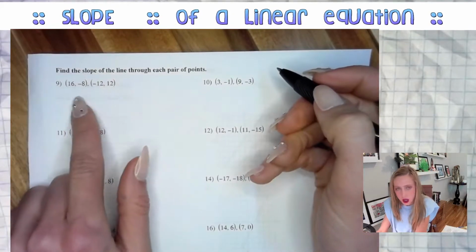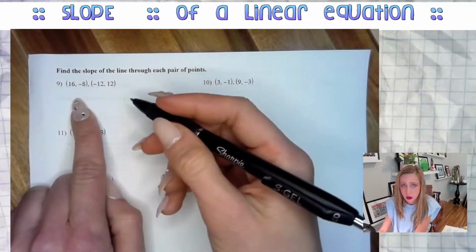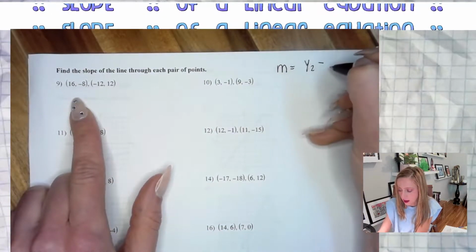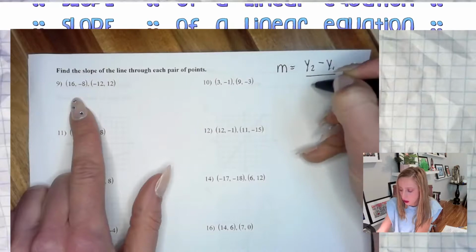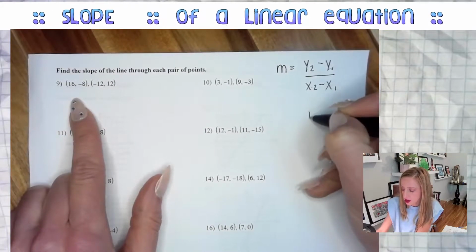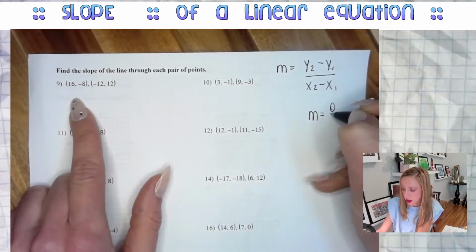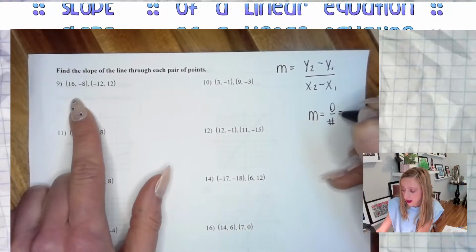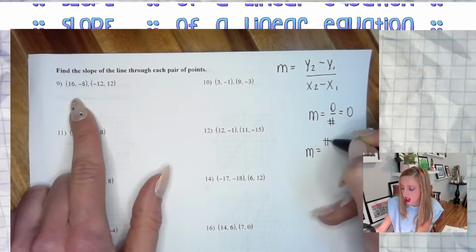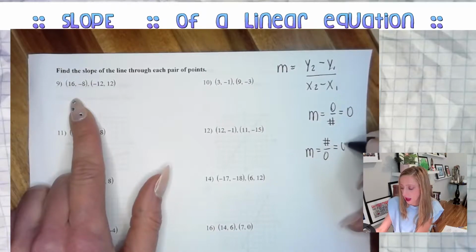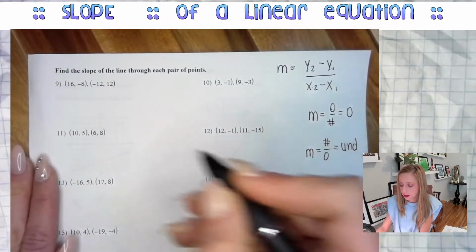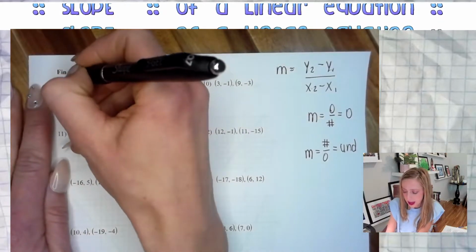For this part, we're going to find the slope of a line through a given pair of points. Maybe we should write down our formula on top of the page again. y2 minus y1 over x2 minus x1. And maybe we should make some other notes. When m is equal to 0 over a number, it really equals 0. And when m equals a number over 0, it really is undefined. So don't forget about that. That can happen.